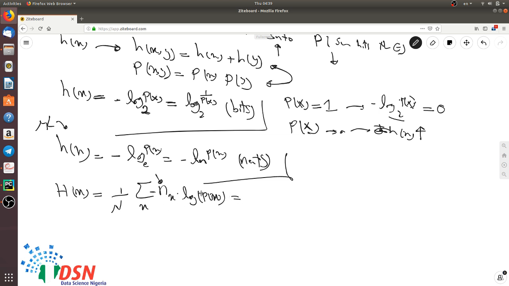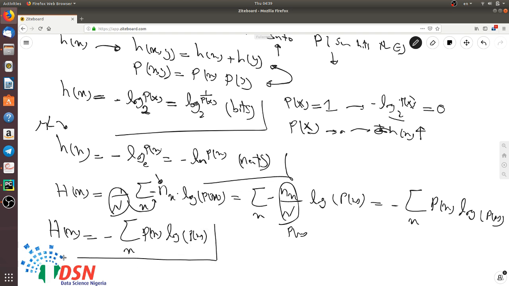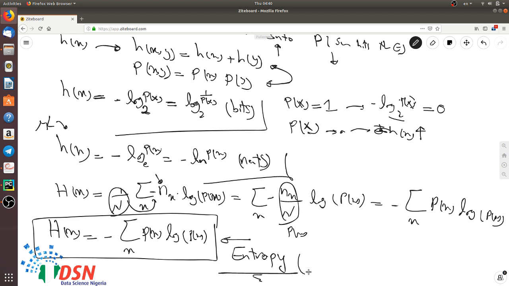And we know that we could include this and rewrite it as follows. Then we know that this is p of x, so we could write the average information as minus the sum of p of x log p of x. In short, we could write the average information as something like this, and we call it entropy. It actually shows some kind of disorder.